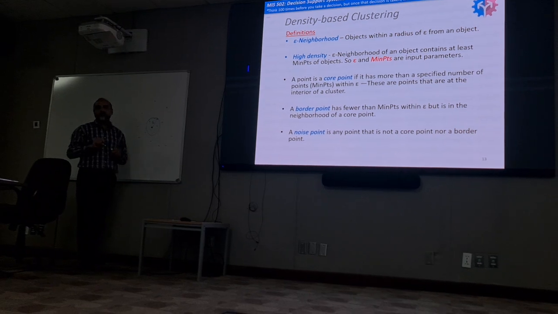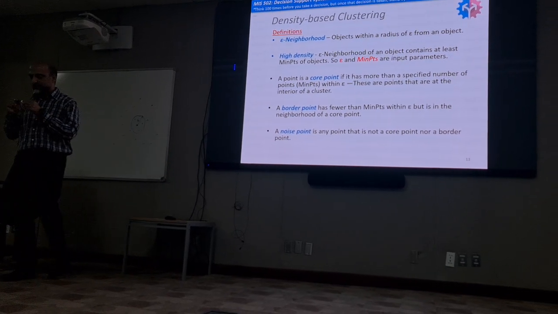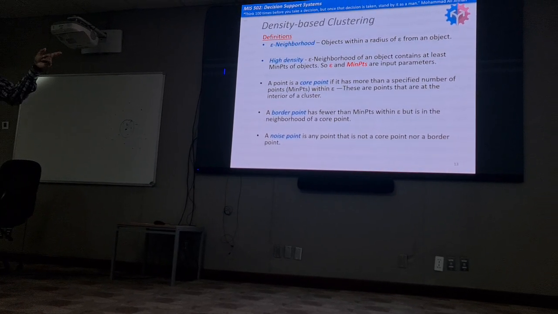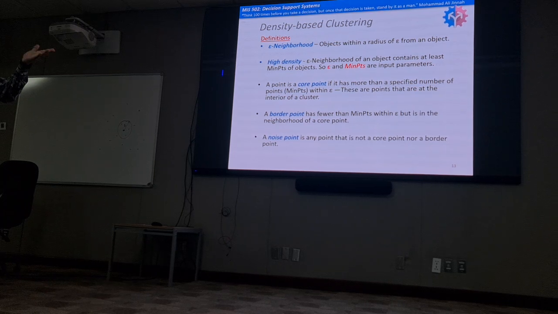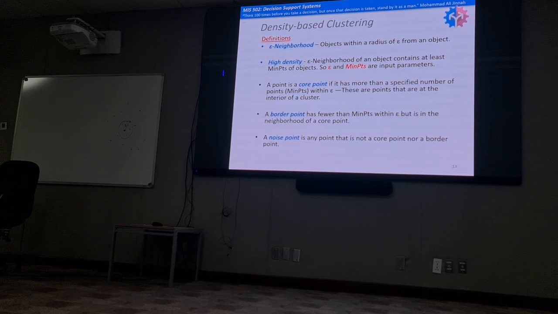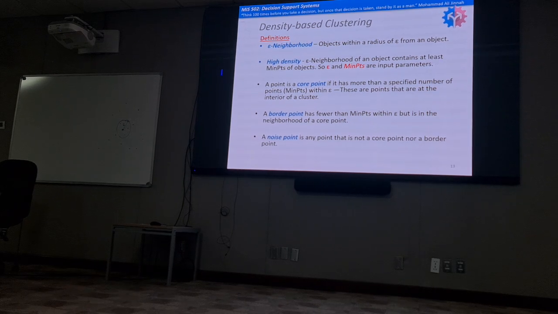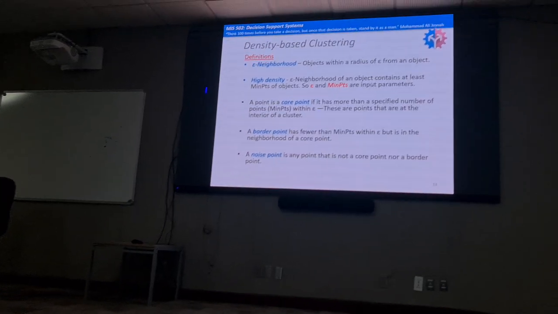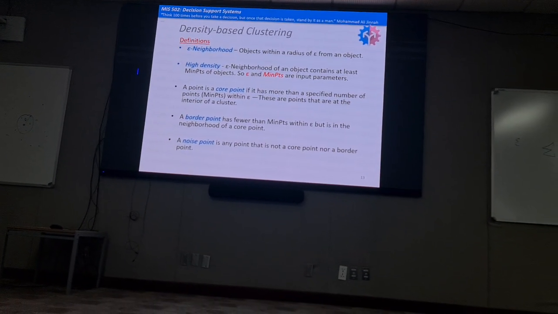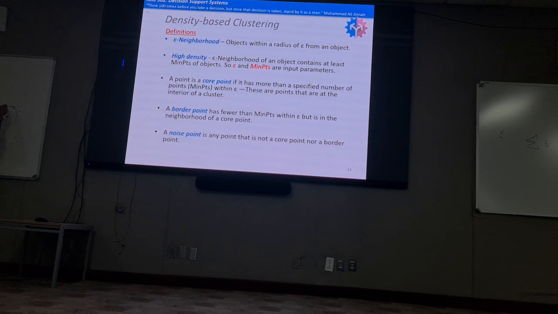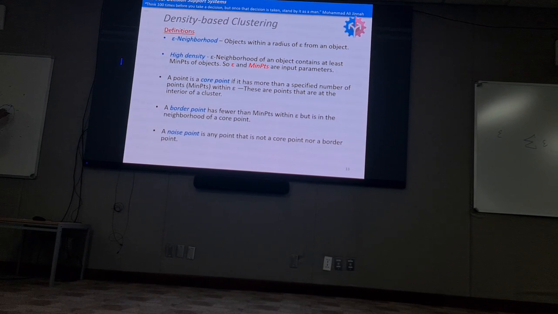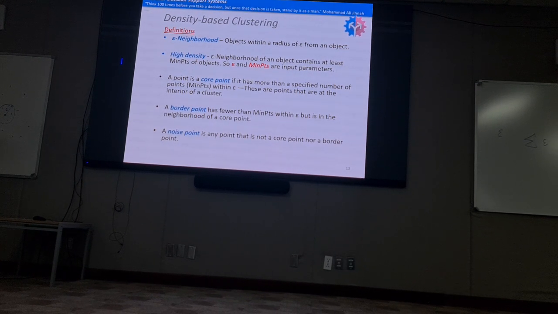I can draw this circle of what radius? E, of size E. It could be 2 centimeters, whatever. Okay, is that clear? What is E? The radius. High density region is, so anything in this radius is called the neighborhood of this point.